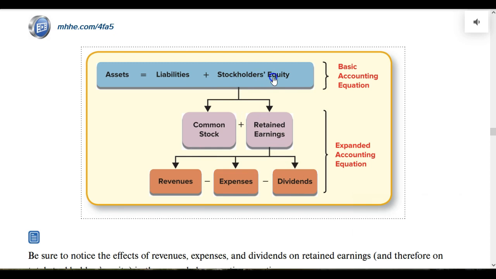So there's quite a bit going on under stockholders' equity. There's the owner's equity side here, the common stock and so forth, and then the retained earnings side, which, like I said, is the earnings that have been retained in the business, but this is impacted by revenues, expenses, and dividends. So try to keep this chart in your mind, but then come back and review this if you need to.